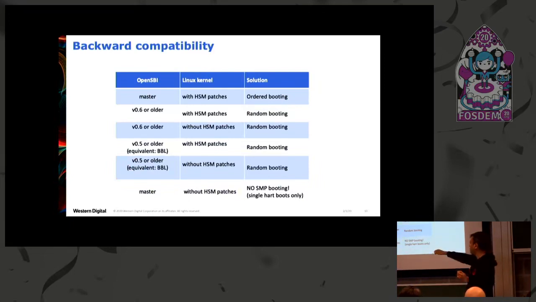So if you want to use the OpenSBI master, you have to use the Linux kernel patches, and it's not current master. We are waiting for the SBI spec to be merged, the replacement extension and 0.2. Once that's done, we'll release 0.6. So 0.6 will be without HSM patches, and anything beyond 0.6 will have HSM patches. So you should go and pick up the master of both kernel and OpenSBI to have ordered booting, and then CPU hot plug and kexec, which will follow.